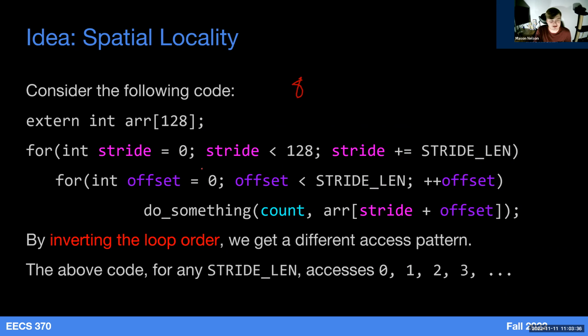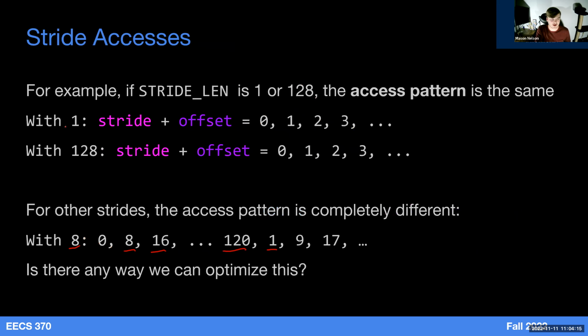So we'd start off with stride being 0, offset being 0, and so our first access would be 0. Then we'd increment the offset on the inside, and so it would go to 1, and then 2, and then 3, and so on until it gets to 8. And then that would be our stride length, and so we'd go back out, and this stride would increment to 8. And then our offset would once again be 0, and we'd access 8, 9, and so on. And that would just eventually be like going linearly through the array. And so if we change that loop order, we're just going linearly through the array, and it's no different from going just with a stride length of 1 or 128.